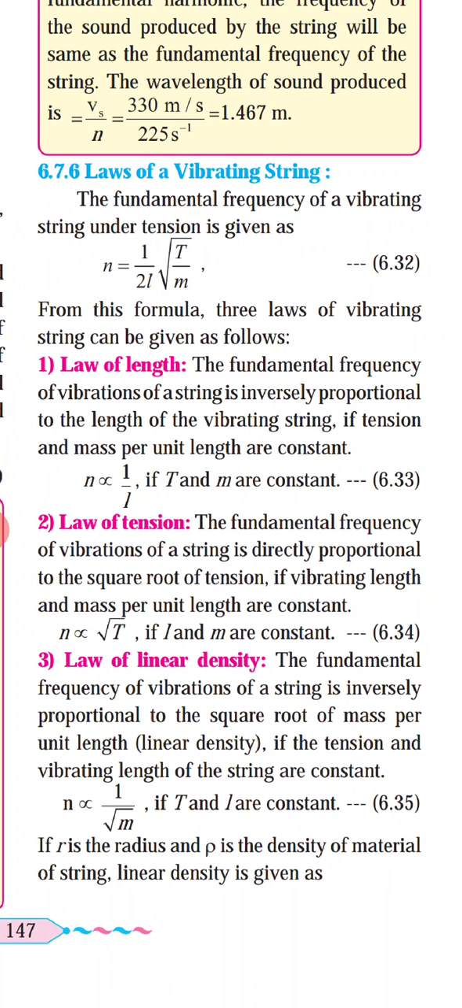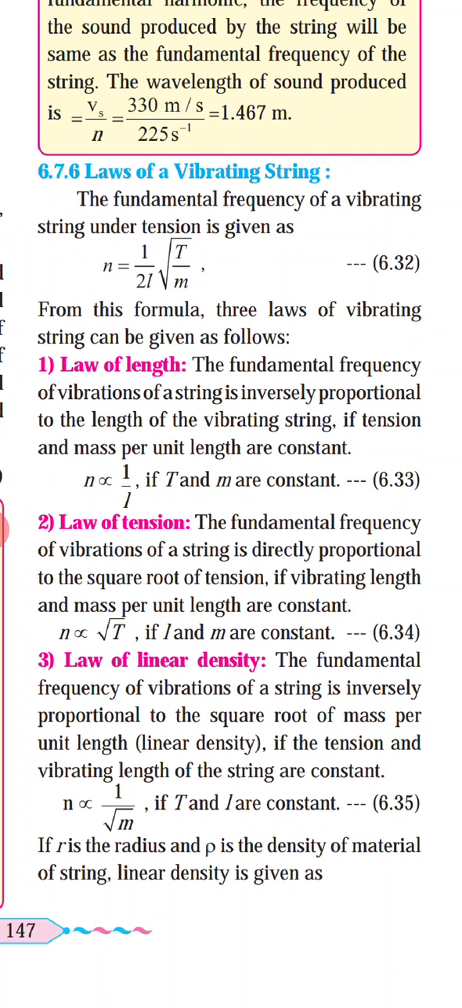And then the next one, the law of linear density. The fundamental frequency of vibration of a string is inversely proportional to the square root of mass per unit length, that is small m, the linear density, if the tension and vibrating length of the string are constant. Then n is inversely proportional to under root m. So that is n into under root m is equal to constant.